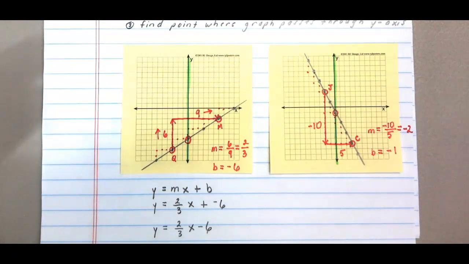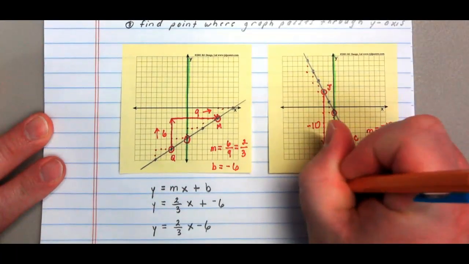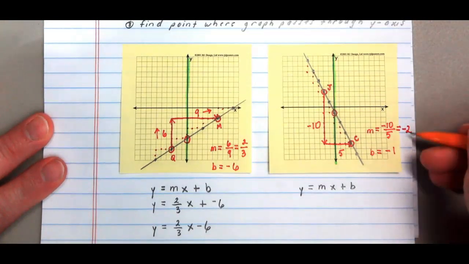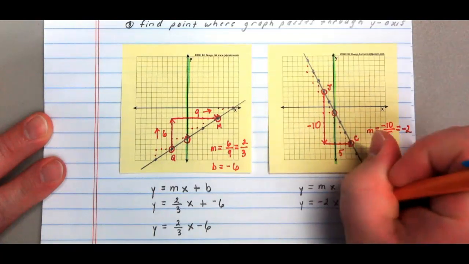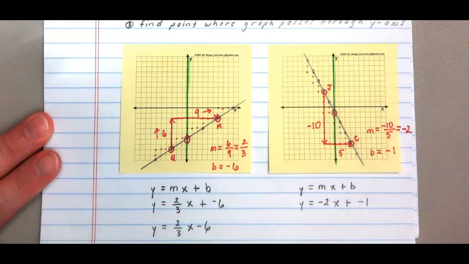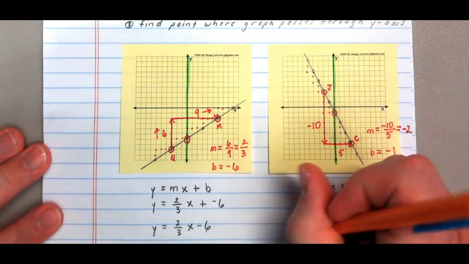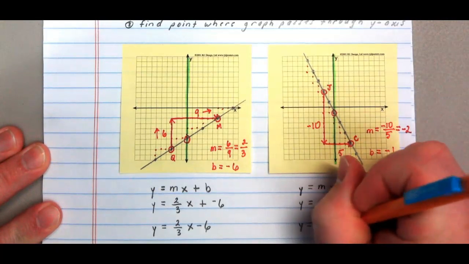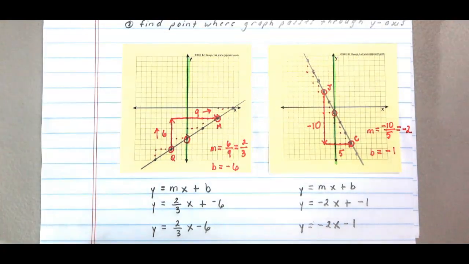So our final step then is to write the equation. So y equals mx plus b. The m is -2, so it's going to be y equals -2x plus the b, which is -1. Again, we have one of these situations where it's a plus and negative, so we might as well just write it as y equals -2x minus 1. And that's our final answer.